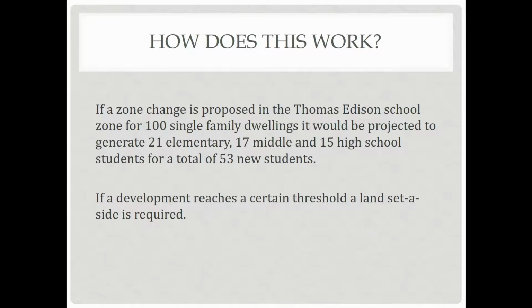Basically how this works is if a zone change is proposed in Thomas Edison for 100 units, it would generate 21 elementary kids, 17 middle kids, and 15 high school students for a total of 53 kids. And Lisa will go into what that triggers in just a second.